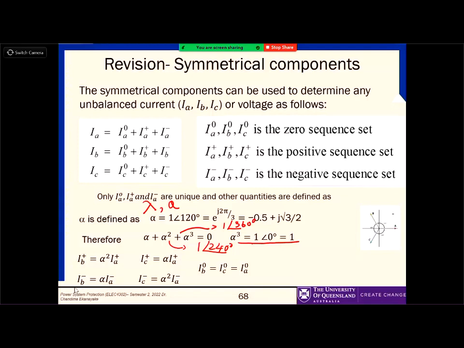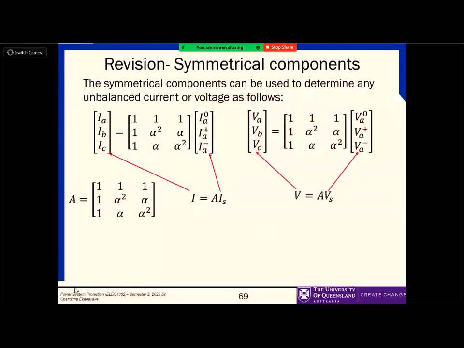Once you have these relationships, you can form a matrix to show them like this. It is the same thing we have written. See, IA is equal to IA0 plus IA plus plus IA minus. Got it? IB is IA0, because IA0 is equal to IB0, plus alpha squared times IA plus, which means IB plus, plus alpha times IA minus, which means IB minus. So it is the same thing. I have written it in terms of the sequence currents related to the A phase.